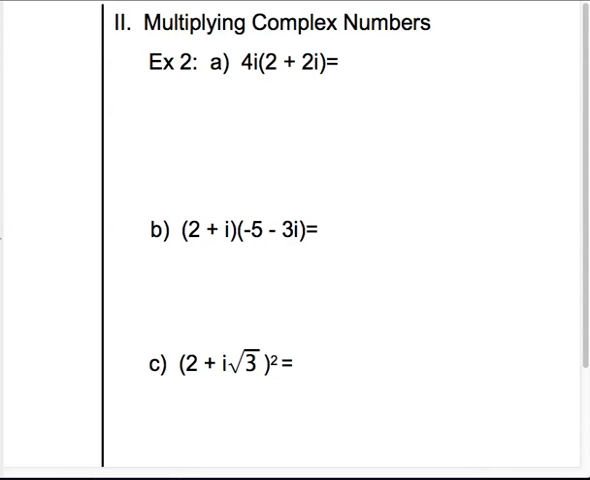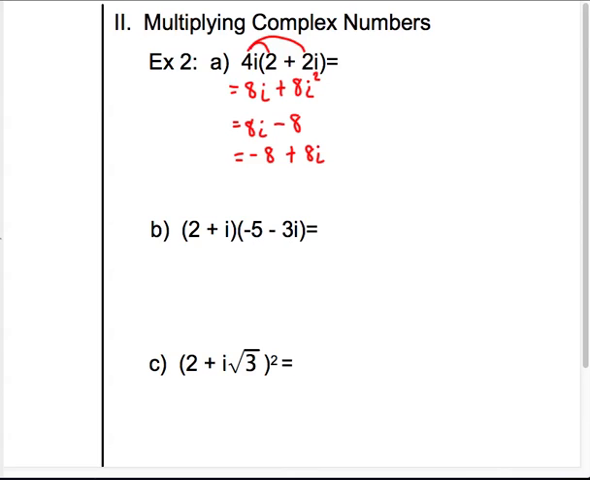All right, so multiplying with complex numbers. The first example we have is just a basic distributive property. So 4i times 2 is 8i. 4i times 2i is 8i squared, but i squared is -1. So we have 8i minus 8. If you want to write that in standard form, the real part comes first, so it's -8 plus 8i.